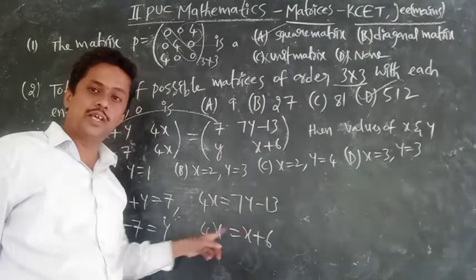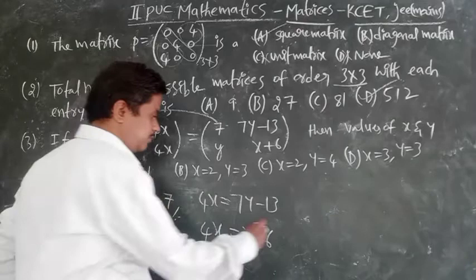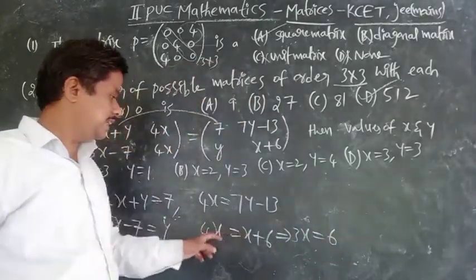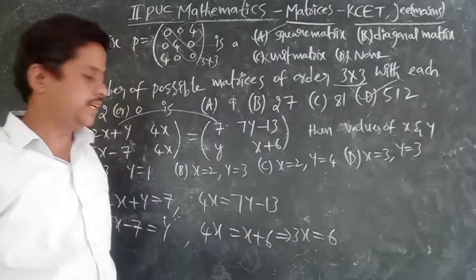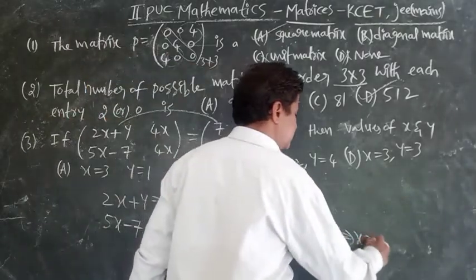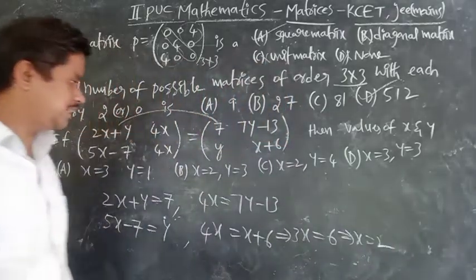Now x means it will be what? 4x minus x is what? 3x. So therefore, 3x is equal to what? 6. 3x is equal to 6. x is equal to what? x is equal to 3 twos, so x is equal to 2.